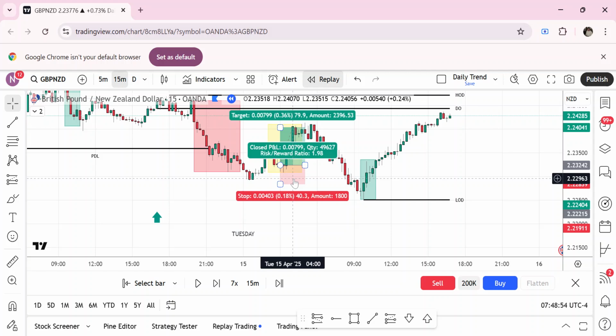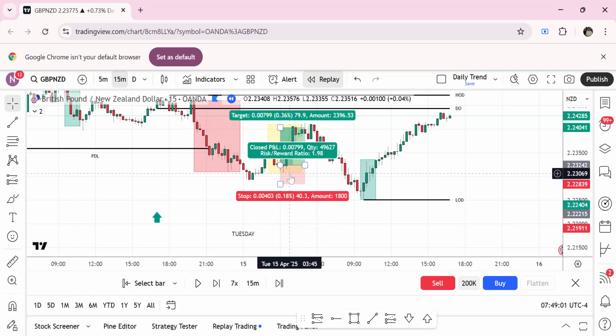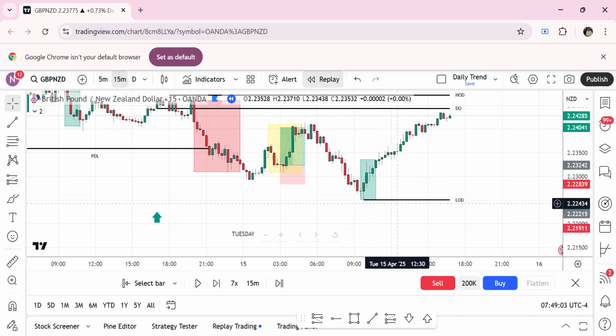The risk to reward would have been, again, 1 to 2. That's all I shoot for. So whatever your stop loss is, you just multiply that by 2. So if your stop loss in this case is 40, you're going to go for 80. That would have worked out.